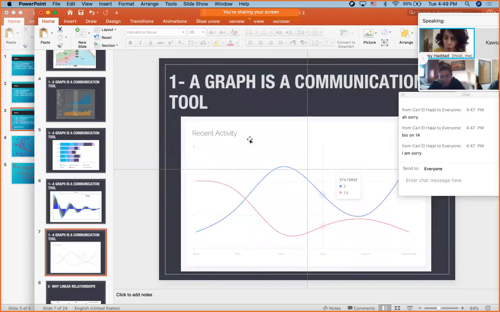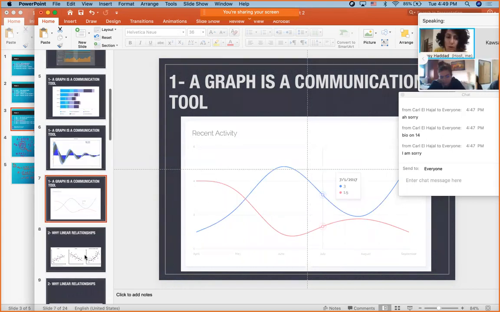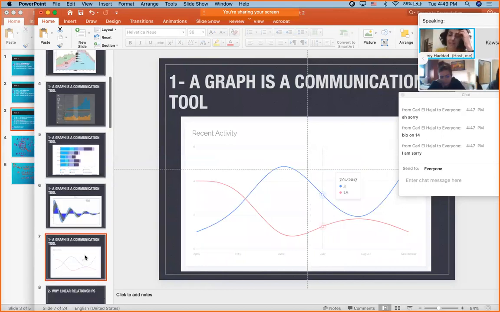And this one has probably a good title. The y-axis is not labeled, and so on. So I'm trying to tell you that the graph is a communication tool, and to have a good communication tool, you should include a title, label your axis, add a unit, and the legend.